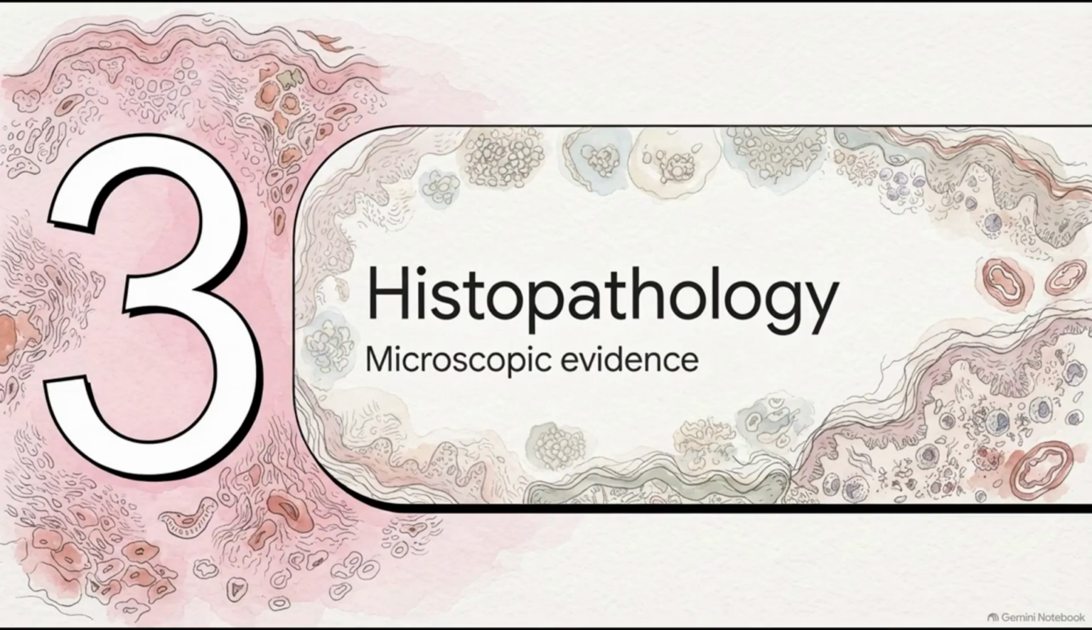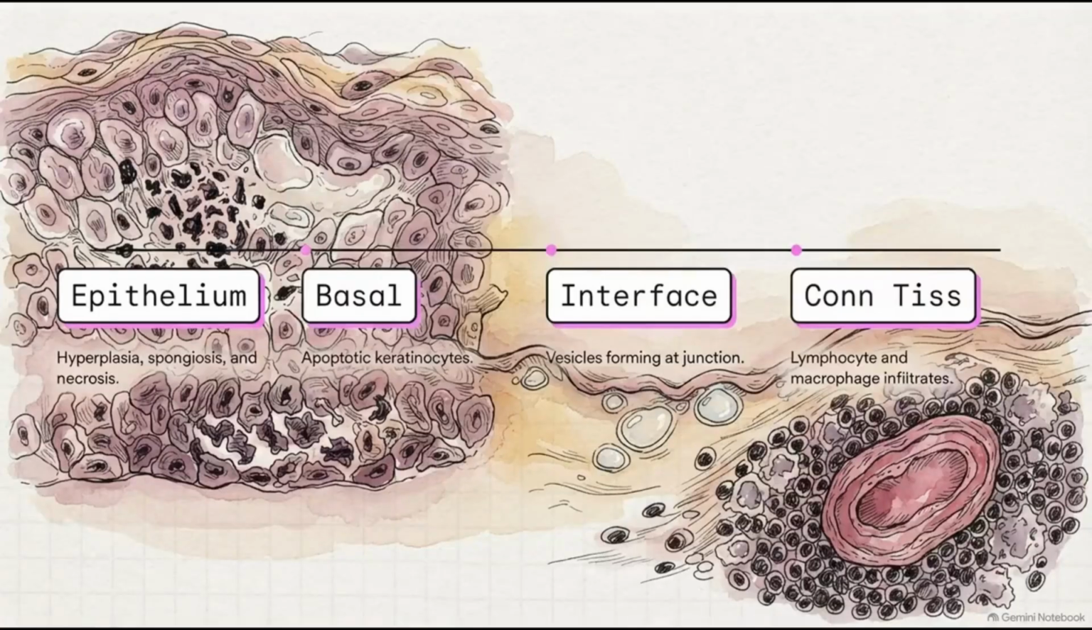Let's shift gears to Section 3. Histopathology and immunopathology, the microscopic evidence. If you take a biopsy, the microscopic pattern can vary, but it consistently tells a story of tissue destruction. Let's walk through the layers.